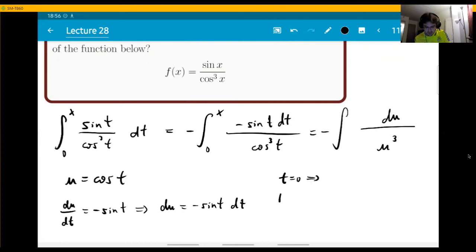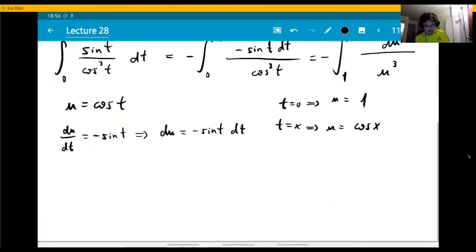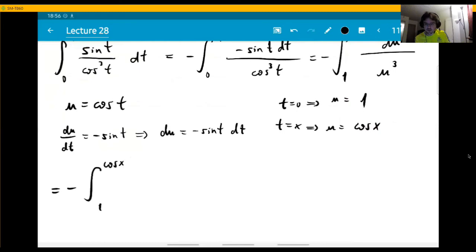Look back at the original endpoints, when t is 0 and x. What happens to u? So u is just cosine of t. Cosine of 0 is 1. Cosine of x is cosine of x. Okay, endpoints change like this. So the integral that we have now, I'm going to rewrite, instead of 1 over u cubed, I'm going to say u to the minus 3.